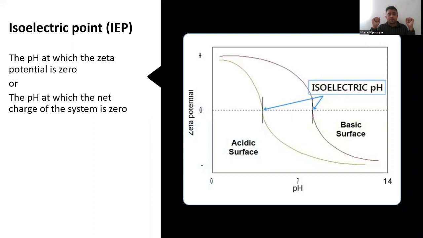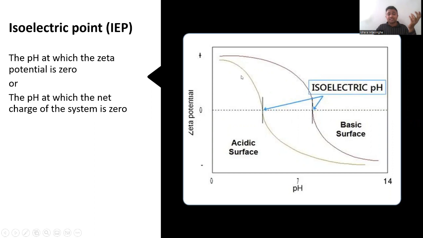What is the isoelectric point of latex at room temperature? It is around 4.4 pH. Actually, that pH is the isoelectric point, right? 4.4, right? If you have acidic surfaces, right?